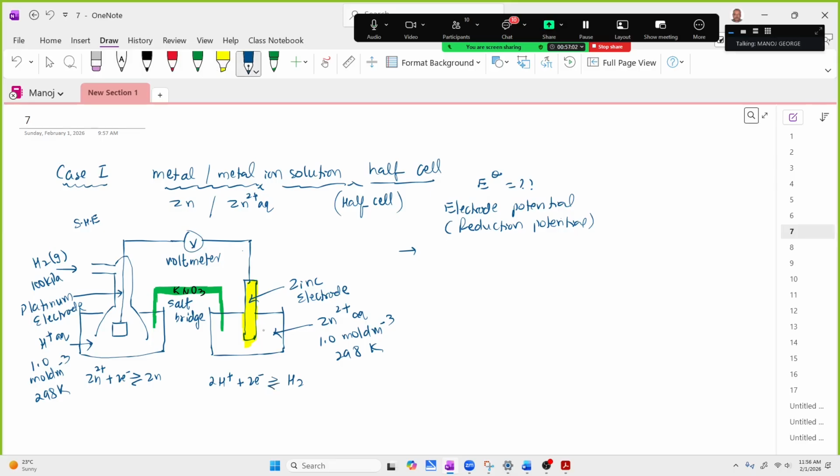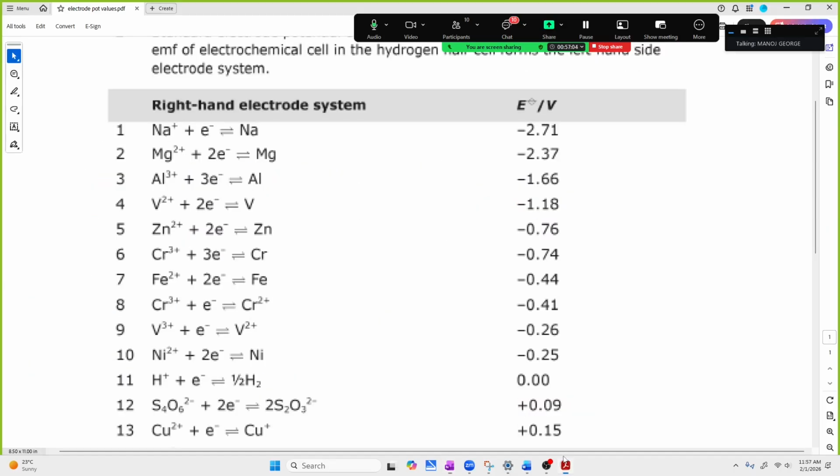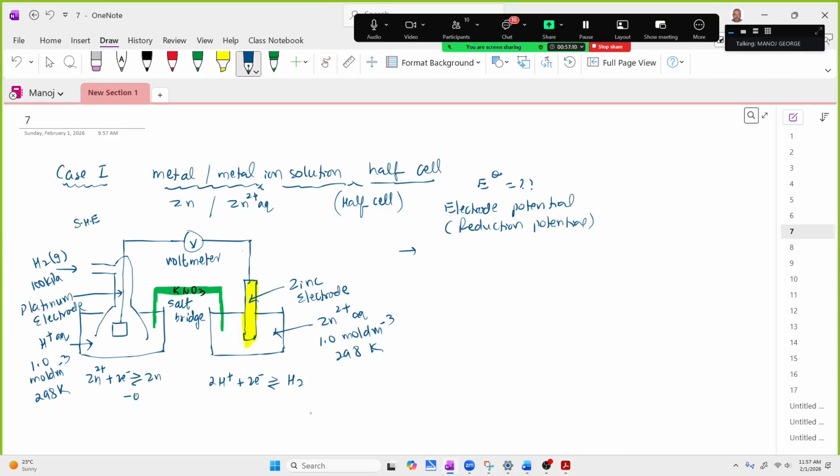Okay, done. Then I'm also going to pick up the values here. The value given here is negative 0.76, so I'm just going to write here negative 0.76. That's the E° value mentioned here. And the E° value mentioned here is 0.0 V.